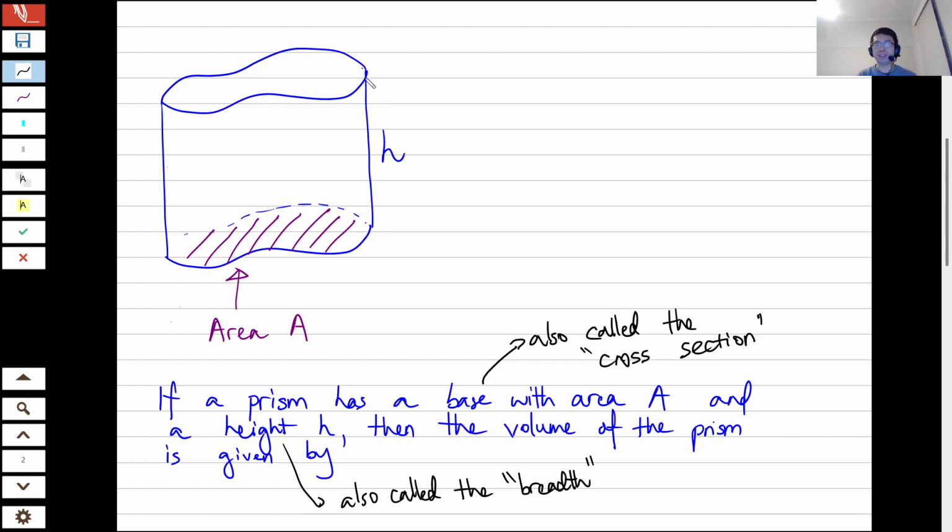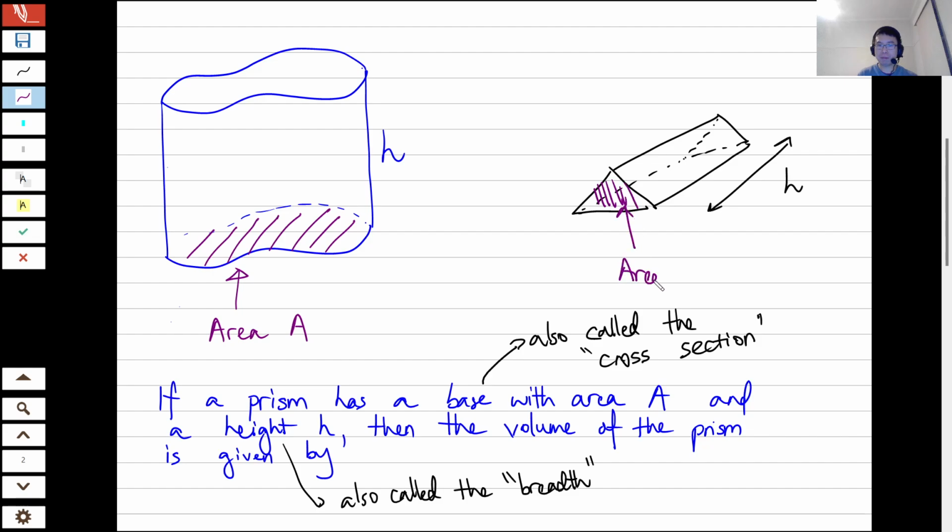Sometimes height is not an appropriate term because the prism might be like this. And in this instance, what I'm calling h is actually not a vertical height, and so that's why sometimes we use the word breadth as well. But height is simple, so I'm going to stick with it, and in this instance the area is here.